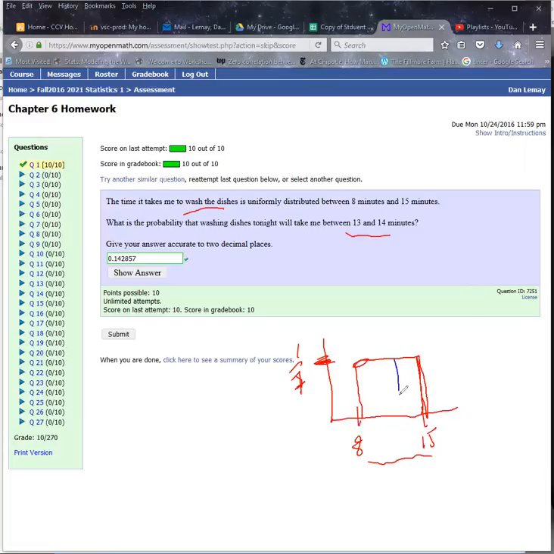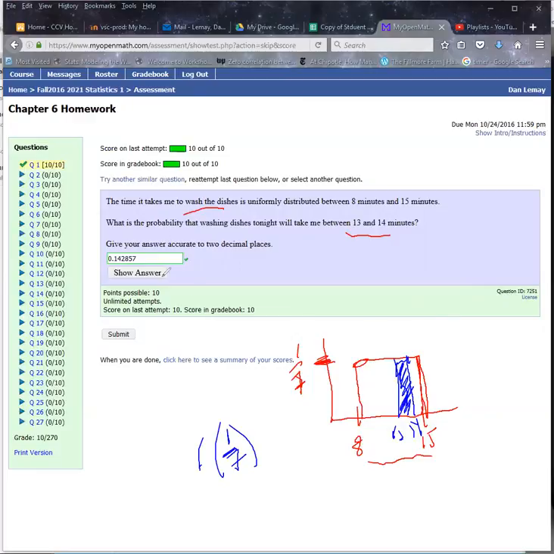So I'm just going to draw that in blue. Whoops, it'd be nice if I get the pen to work. 13 to 14, that's supposed to be. And I'm looking for that area, that rectangle area. So that's 1 wide, and length times width is how you find the area of a rectangle. So 1 times 1/7 is some decimal.